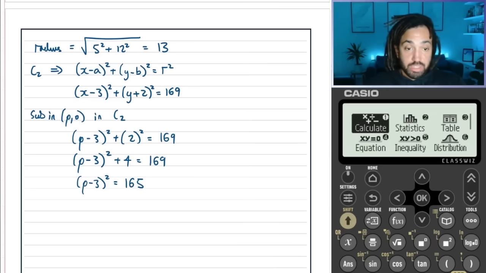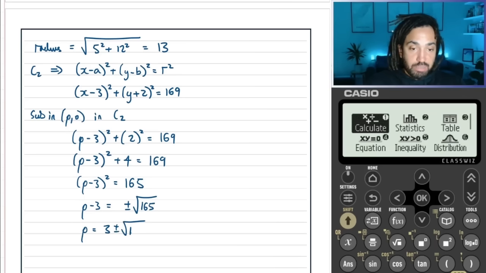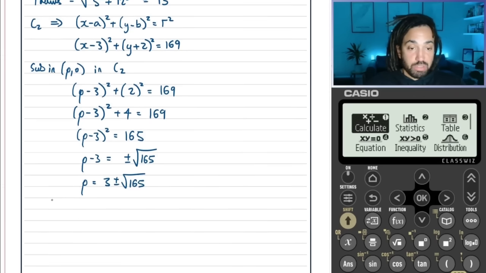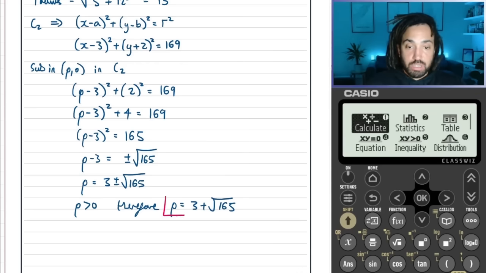And then we can square root both sides to get plus minus the square root of 165. And then we can add the 3 over, and we get this. Now, it did say above that P was a positive constant, so P is greater than 0. Therefore, P is equal to 3 plus the square root of 165 for our final answer.